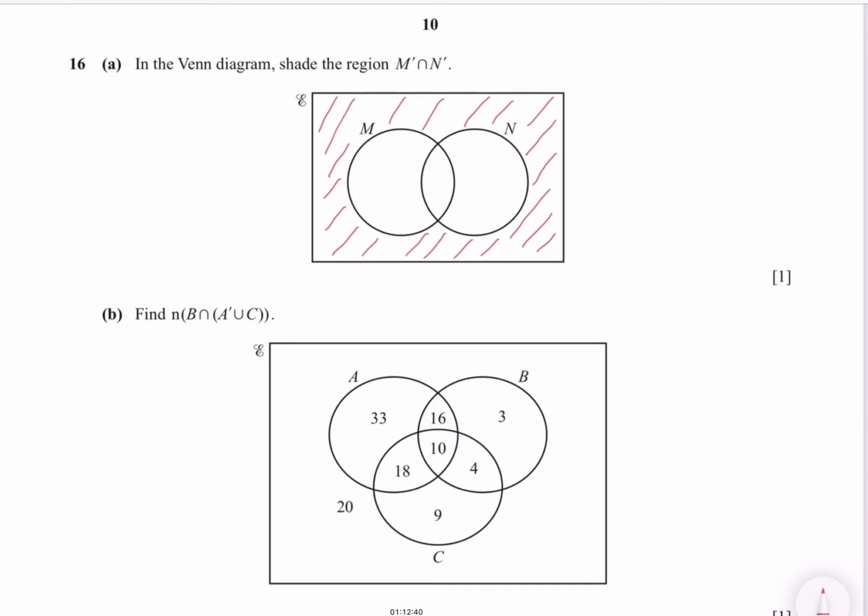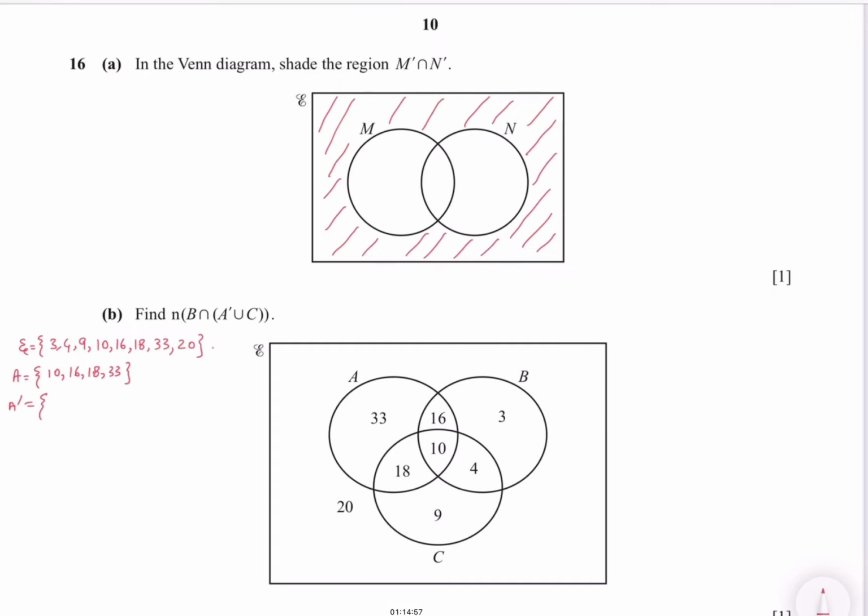So first, find out the universal set. So universal set means all the numbers you see written inside this rectangle is a universal set. Now write down the numbers of set A. These are 10, 16, 18, 33. Now A complement. A complement means you have to subtract the numbers which are in set A from the universal set, and the leftovers will be written as A complement.